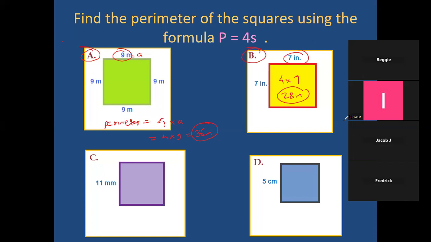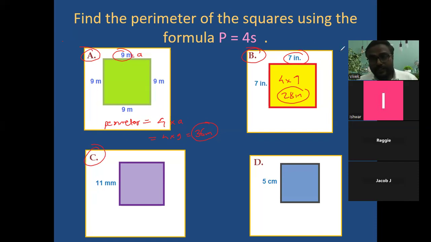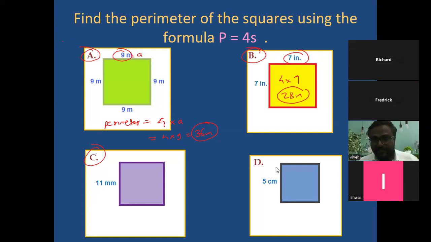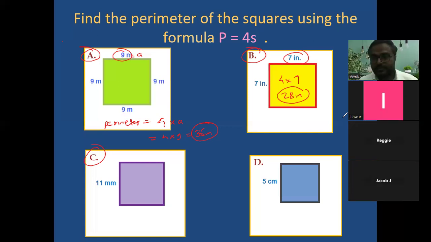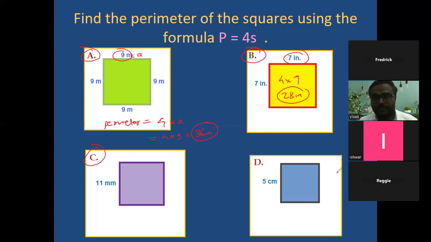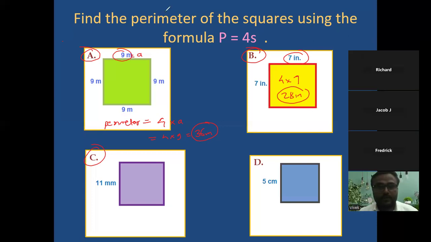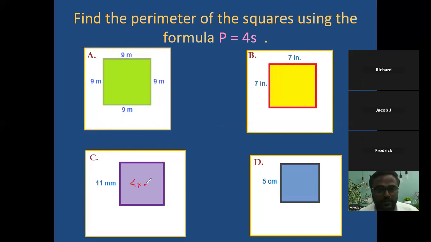Now, guys, can you please solve the perimeter for shape C and shape D and put the answer in the chat box. Waiting for your answer. Find the perimeter by using the formula for the perimeter of a square and give me the answer for shape C. 4 times its side.